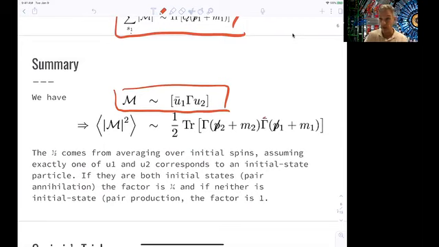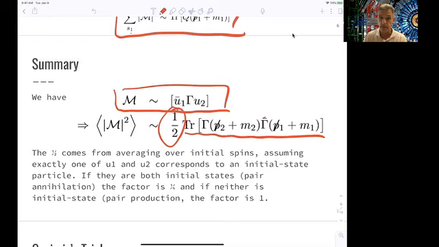And then when we try to calculate the spin average matrix element squared, that's equal to the traces of the particles involved using the completion relation. There's an additional factor 1/2 here, which comes from the averaging over the initial spins. So assuming exactly one of U1 and U2 corresponds to the initial particles, we find this factor 1/2.